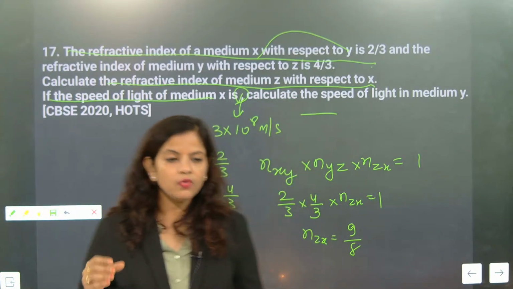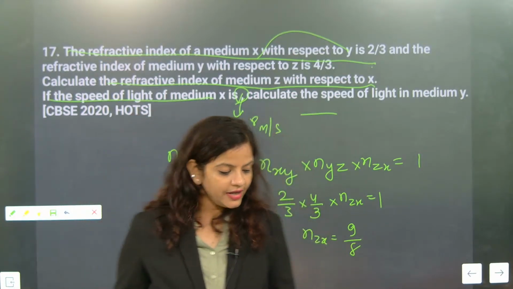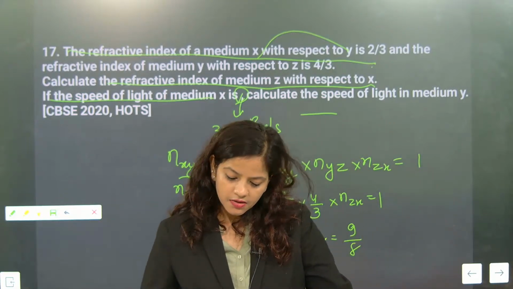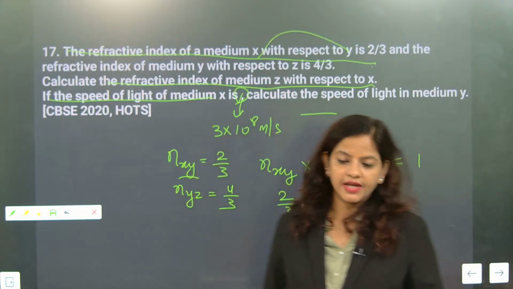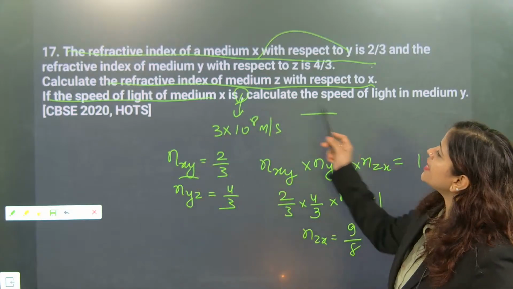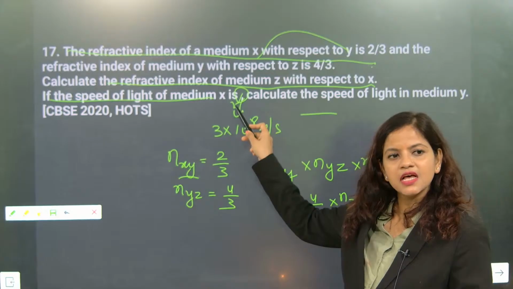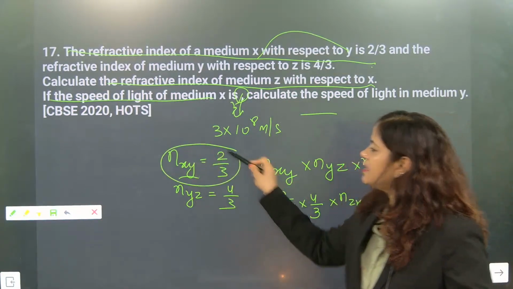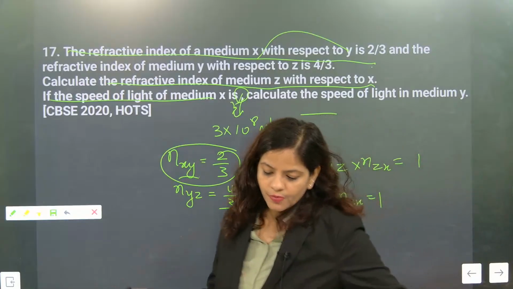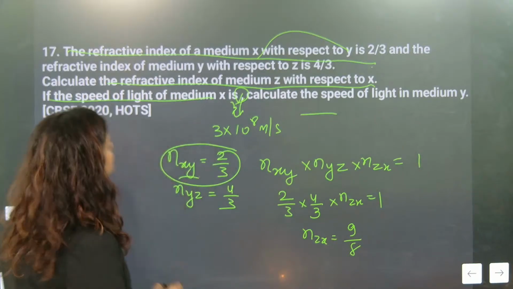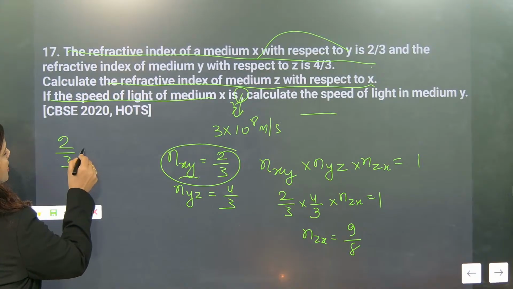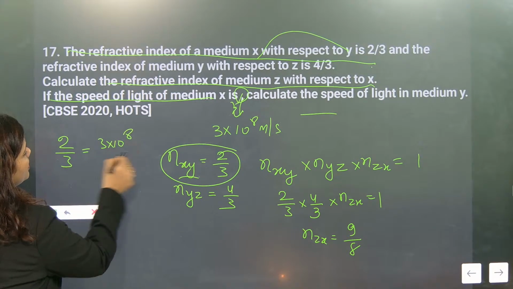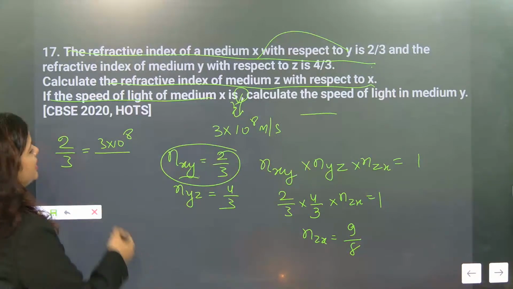See what they are asking here. Yes, I got one answer, 2 into 10 to the power 8. Why, beta? Because they told that X is air, I have taken X as air. So calculate the speed of light, because X by Y is 2 by 3. Understood? So 2 by 3 will be equal to 3 into 10 to the power 8 meter per second by the other medium, which will be Y.